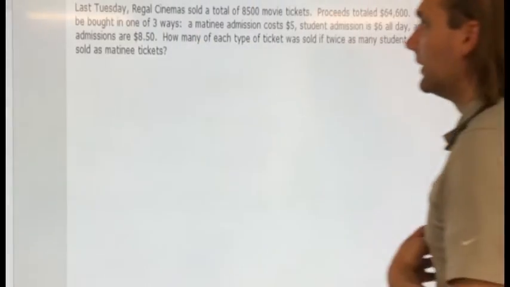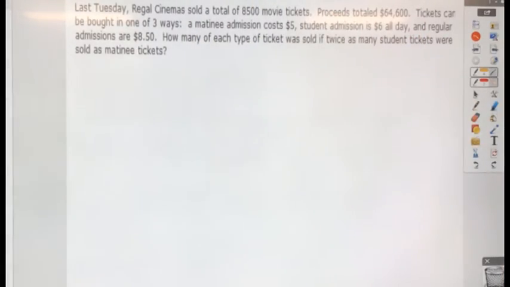Last problem. Put everything together, so make sure you pay attention. It's not as obvious as the other ones. Last Tuesday, Regal Cinema sold a total of 8,500 movie tickets. Proceeds totaled $64,600. Tickets can be bought in one of three ways. A matinee admission is $5, student admission is $6, and the regular admission is $8.50. How many of each ticket was sold if twice as many student tickets were sold as matinee tickets?